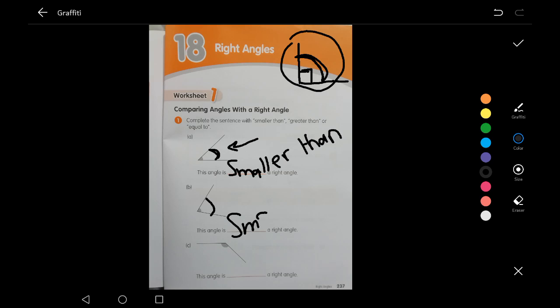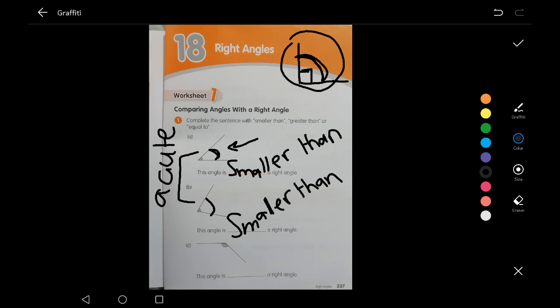I want to ask you an extra question. Now, since those two angles are smaller than the right angle, what do we call them, those two? We call them acute. Good job. Acute angles. Now let's move on to part C.